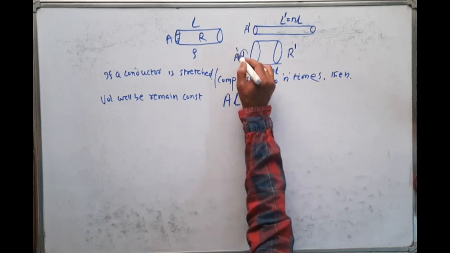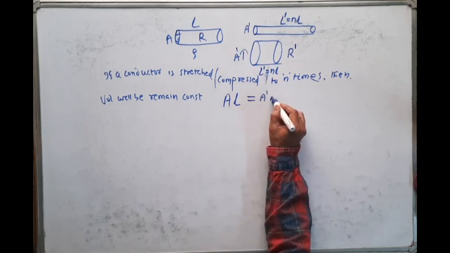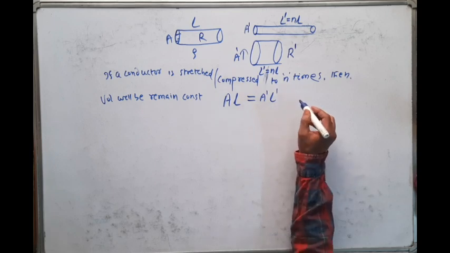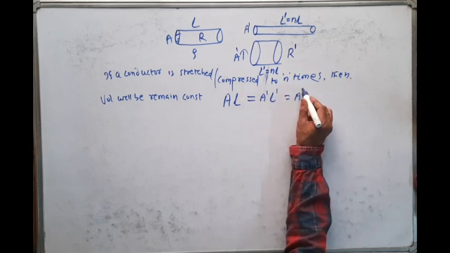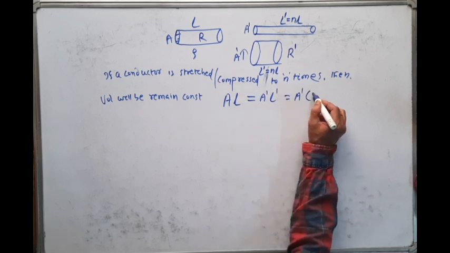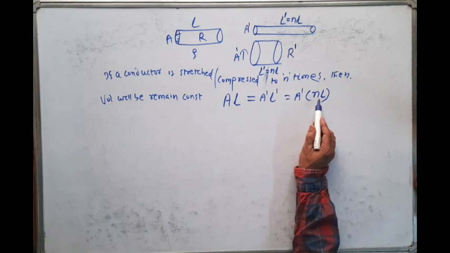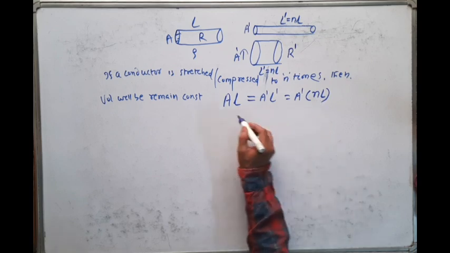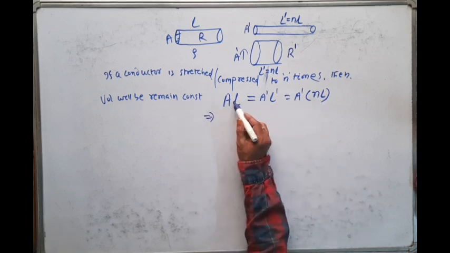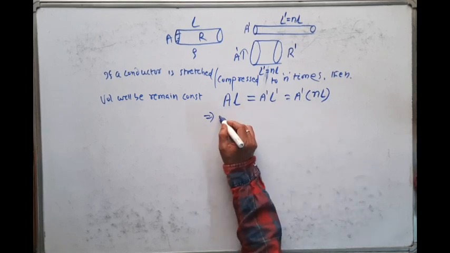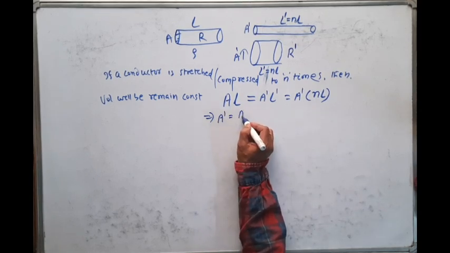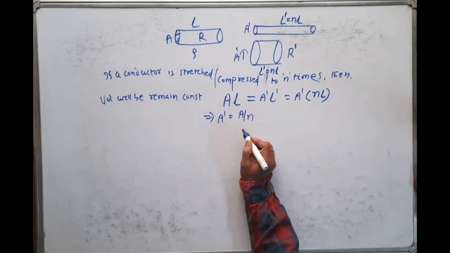New area is A dash. New length is L dash. So that implies A dash into L dash. So you are compressing or extending the length by n times. So new length is equal to nL. From this we can say the L cancels. So A dash is equal to what? A by n.